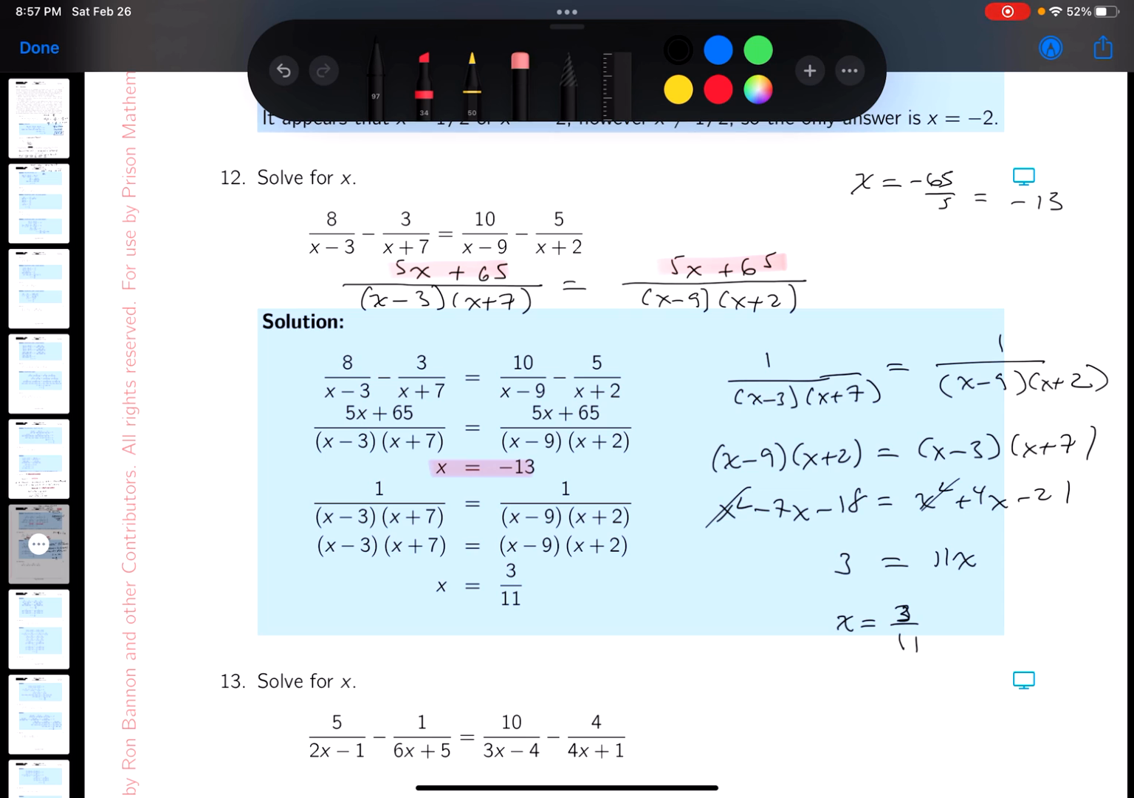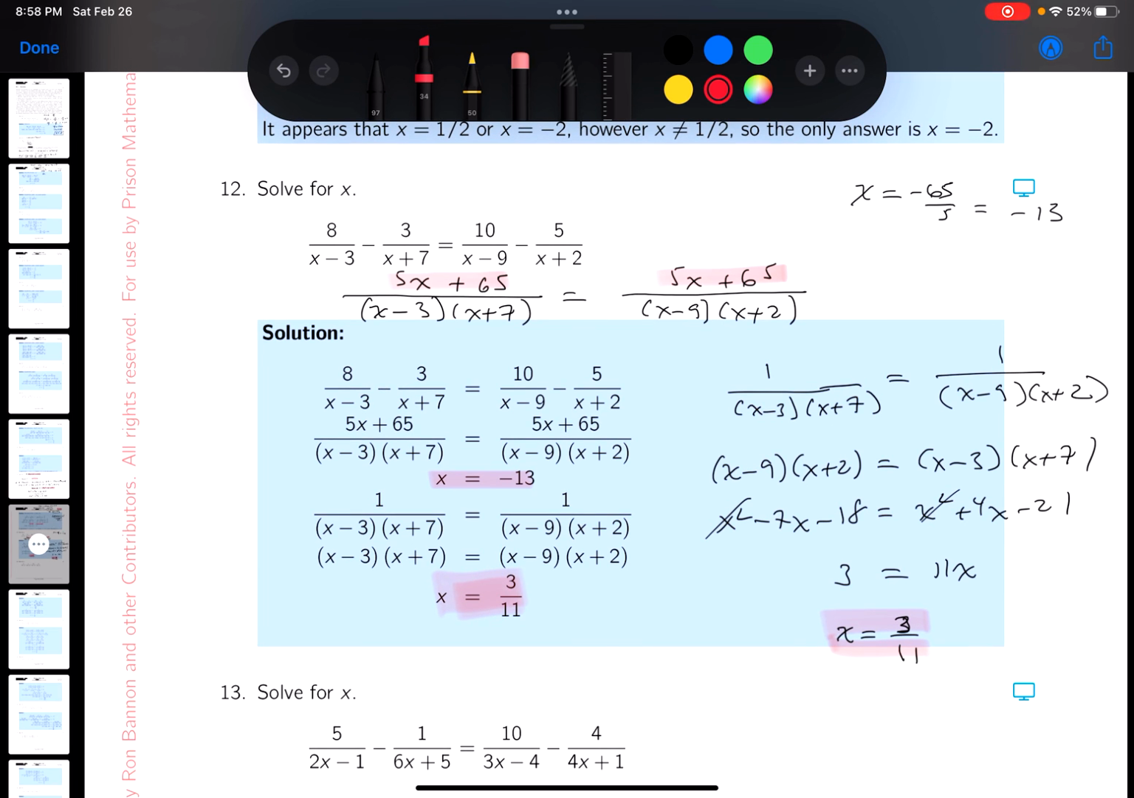Now, before I announce that's an answer, I do want to look at the original problem, and I notice that the troublesome numbers are going to be 3, minus 7, 9, and minus 2. And that's not one of those numbers. So both of these are good, all right? Now, granted, someone says, can you check those? Of course you can, all right? I'm really looking for troubles, though, and I don't see any troubles with that. Thank you.